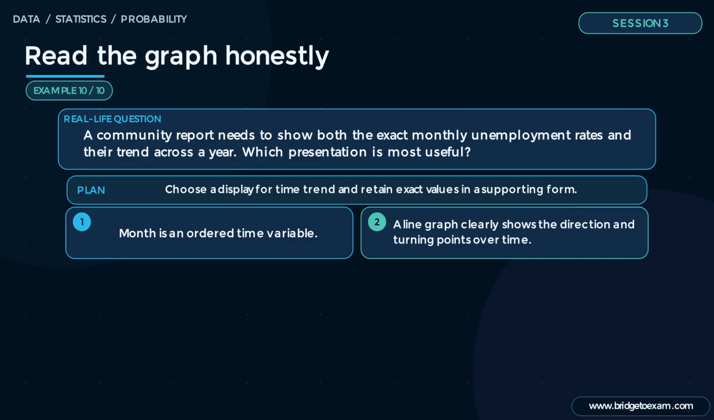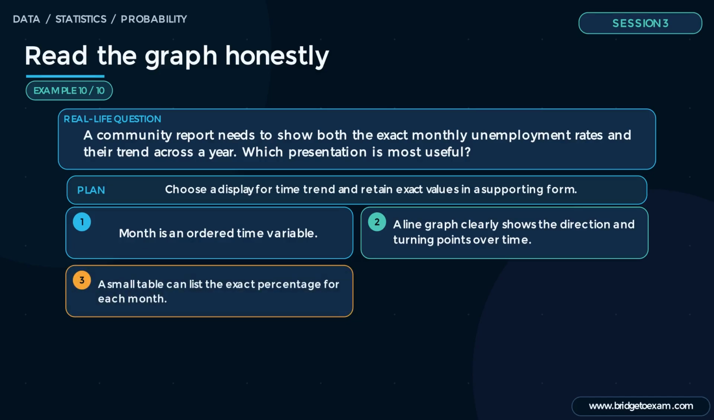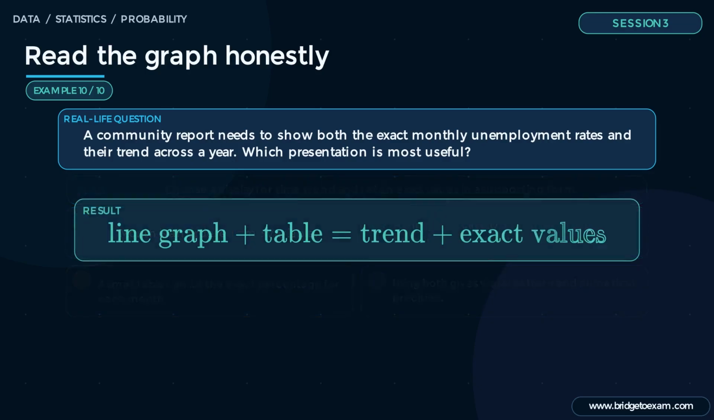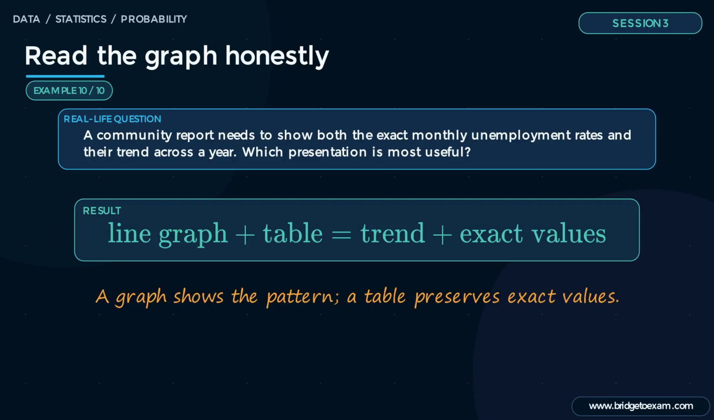Step 3. A small table can list the exact percentage for each month. Step 4. Using both gives visual pattern and numerical precision. Quick check. The graph and table should use the same months, values, and units. This matters in real life because public reports often pair a chart with a table, so readers can see both the story and the exact evidence.